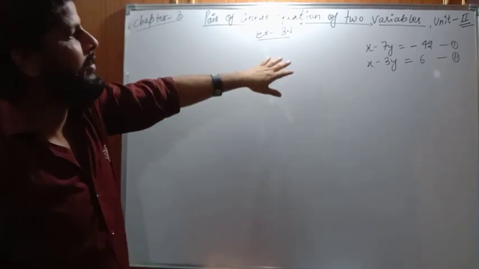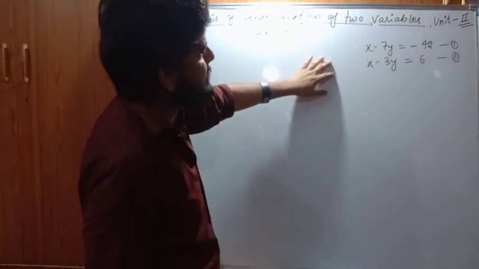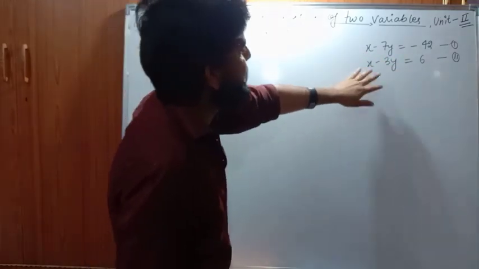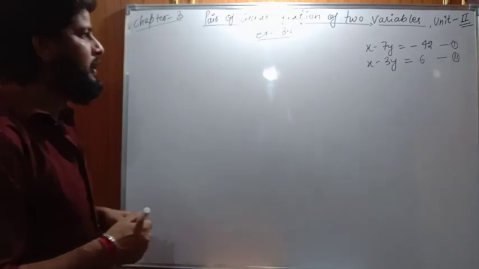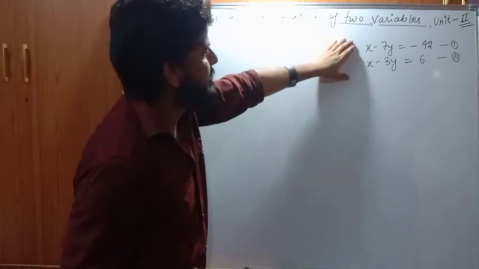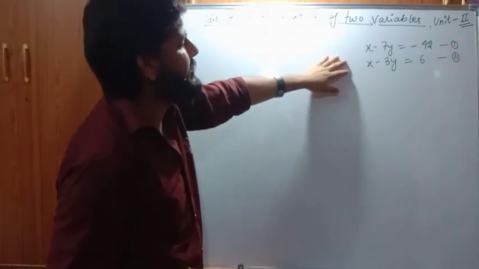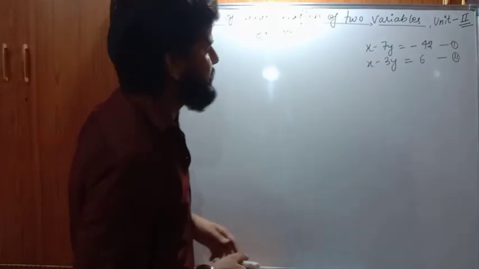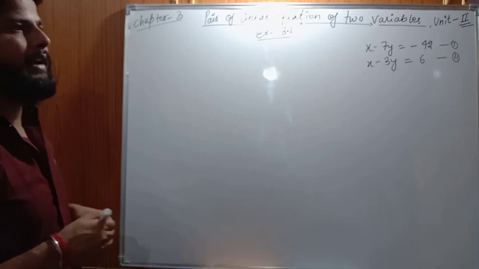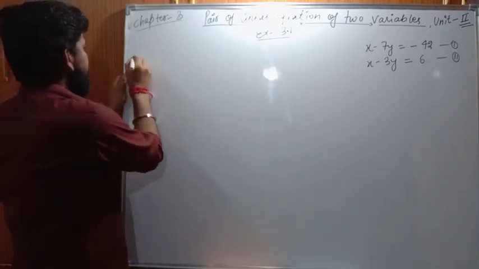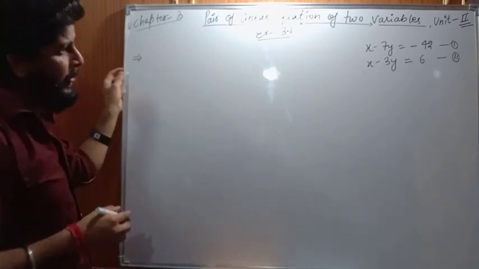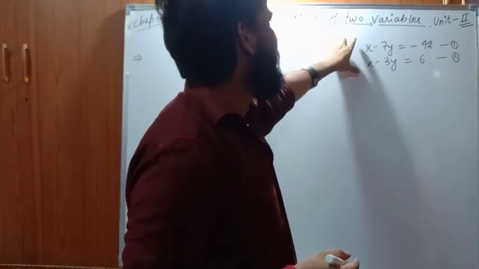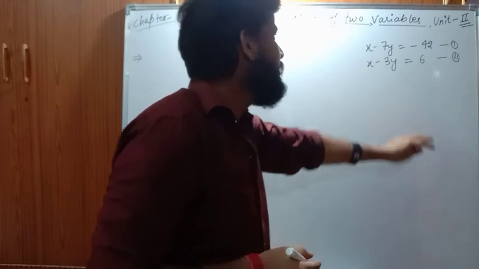So now we got two algebraic representations. First is x minus 7y equals minus 42 and the second one is x minus 3y equals 6. Okay. So we have completed the first part, and the second part is asking that we have to represent both the algebraic representations in the form of a graph, means graphically. Okay. So before representing these two algebraic expressions graphically, we should make a solution table.